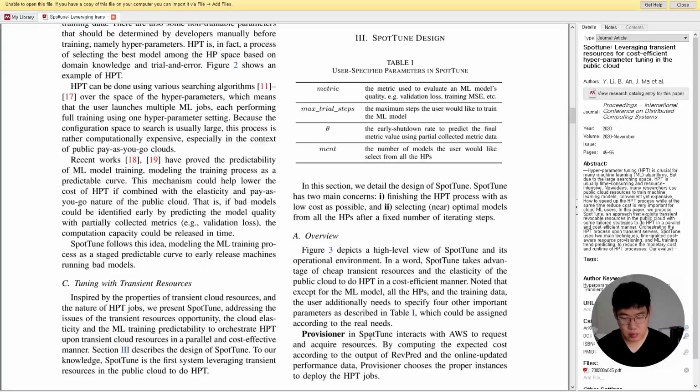SpotTune interacts with AWS to request and acquire resources by computing the expected cost according to the output of the revocation predictor and the online updated performance data. The provisioner chooses the proper instances to deploy HPT jobs.